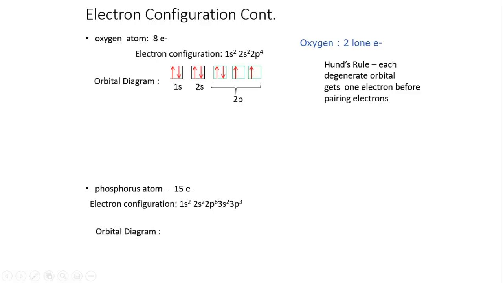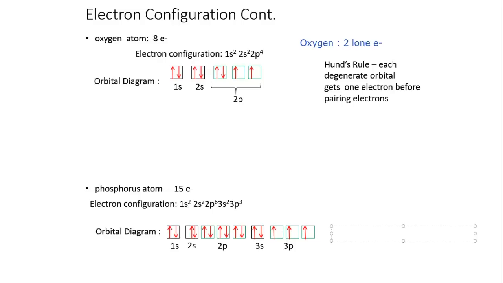So for the orbital diagram, we have completely filled 1s, 2s, 2p, 3s. Now when we get to the 3p, one electron goes in each orbital, like that. So phosphorus has three lone electrons. Again, we have to abide by Hund's rule.